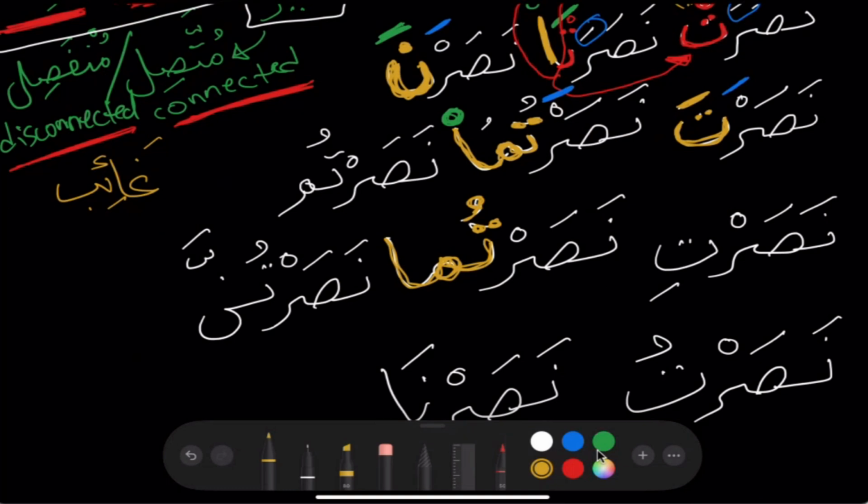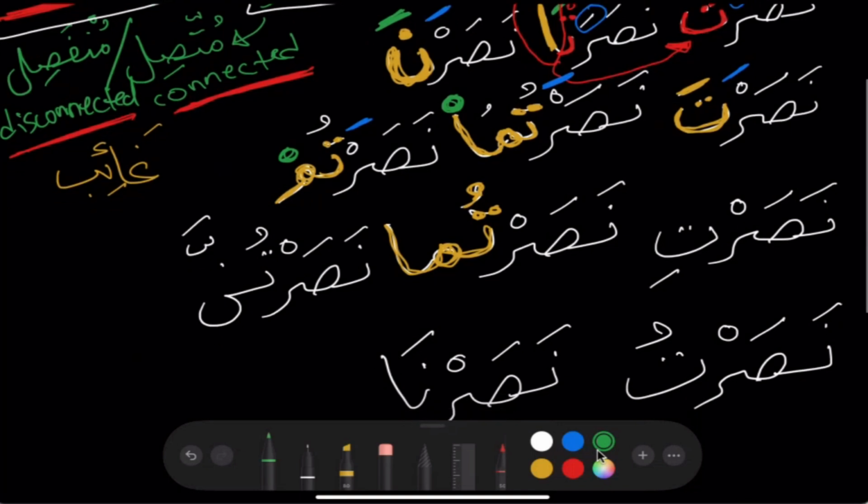Nasartum. نصر فعل ماض مبني على فتح مقدر. تم ضمير متصل. تم is connected pronoun مبني على السكون, built with a sukun. في محل رفع, in the nominative slot. فاعل as the doer of the verb. نصرتم. You supported 3 or more males, and possibly at least 1 male and 2 females.